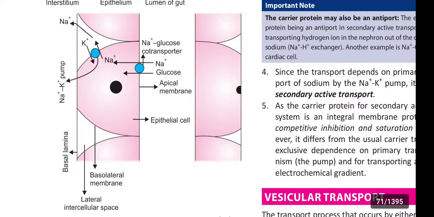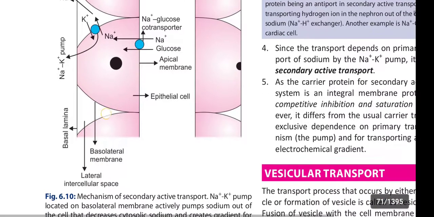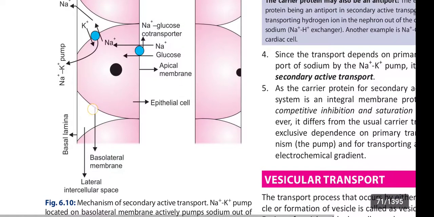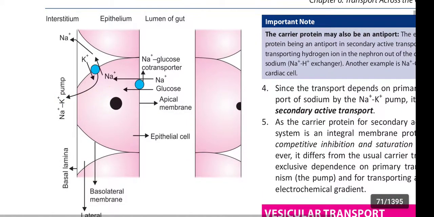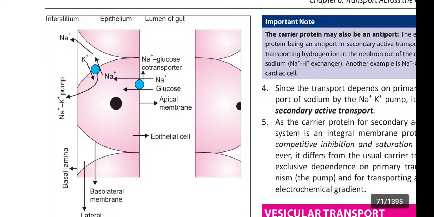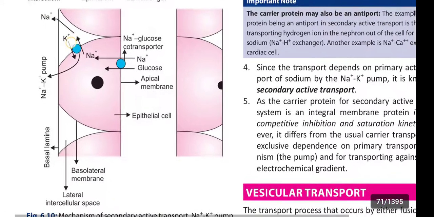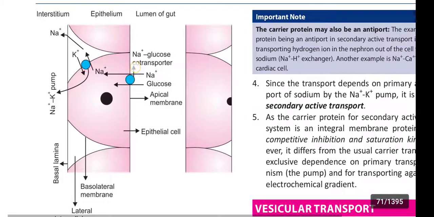If you observe here, this sodium potassium pump is present on the basolateral side. This is the basolateral side. The sodium potassium pump is located on the basolateral membrane. This actively transports the sodium out of the cell.